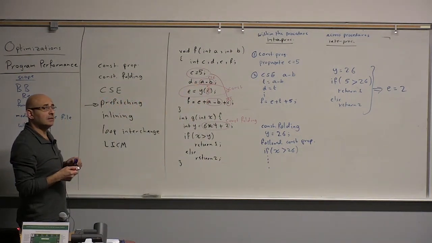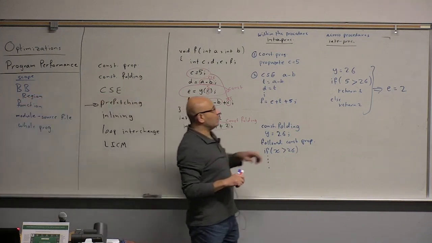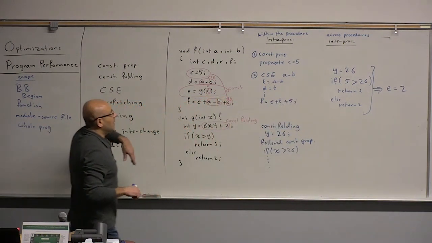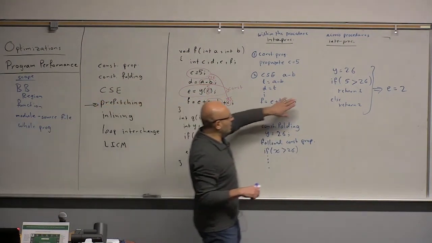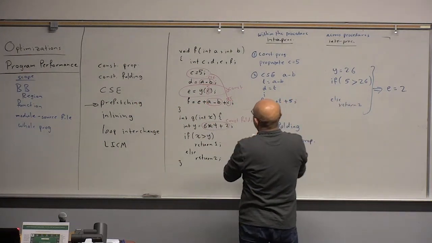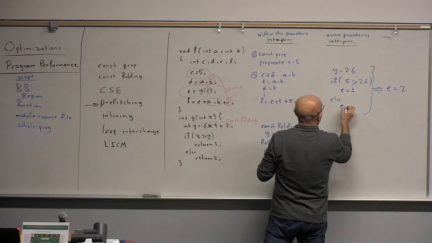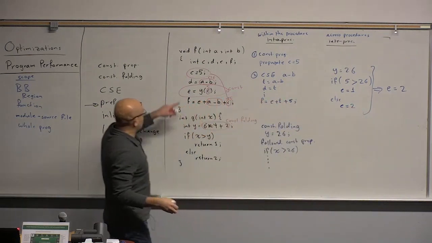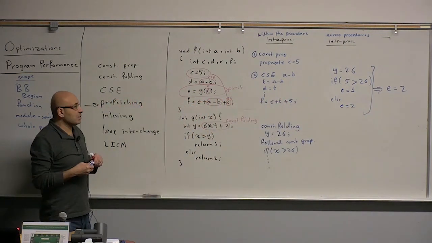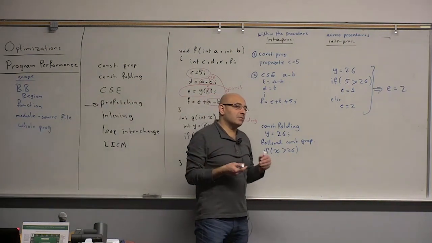Okay, yes? So when you do inlining, you evaluate everything inside the function before assigning to... Yeah, so normally inlining, you put everything, but then in fact, the inlining here would be not return 1. If 5 is greater than 26, E equals 1, else E equals 2. Because E is receiving the return value of the function, and with inlining there is no return.